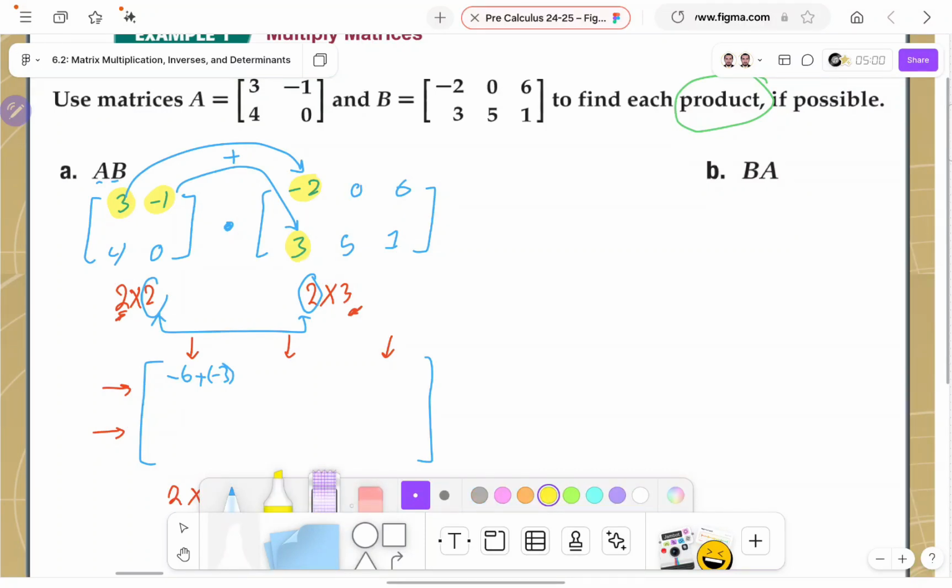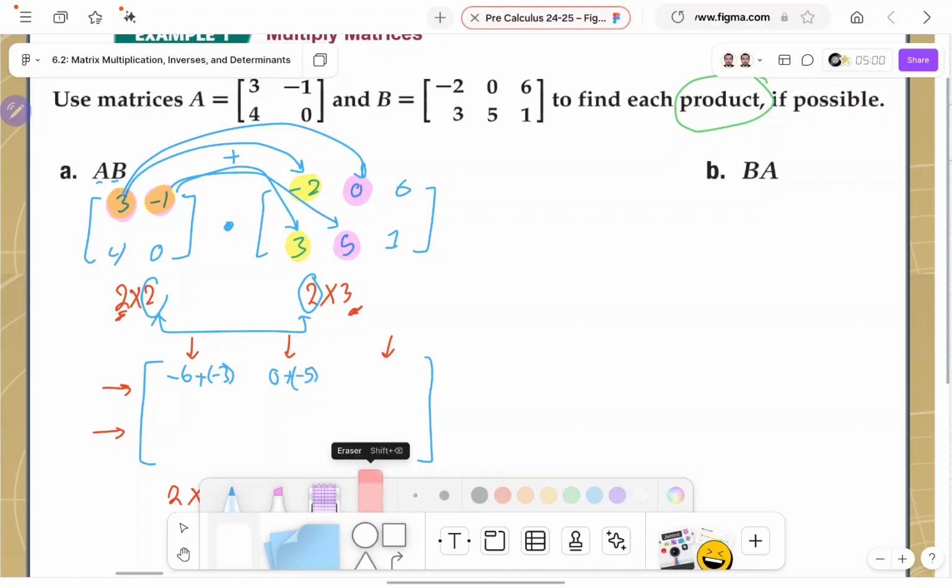The second one, let's do it in purple. So 3 times 0, which is equal to 0, plus negative 1 times 5, which is negative 5. Then we add them. So this is the second value.